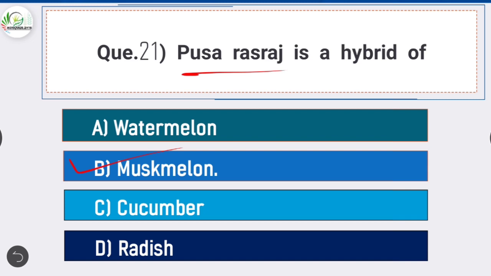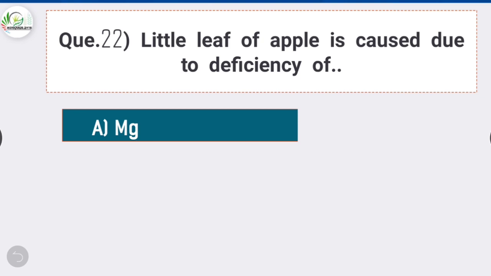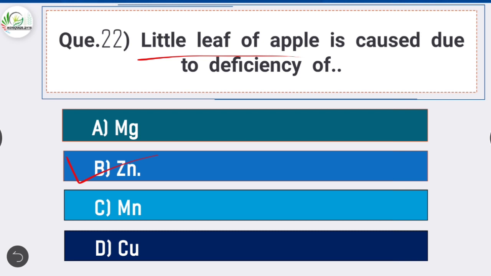Question number 22. Little leaf of apple is caused due to the deficiency of? Answer is option B, zinc. Little leaf of apple is caused due to the deficiency of zinc.